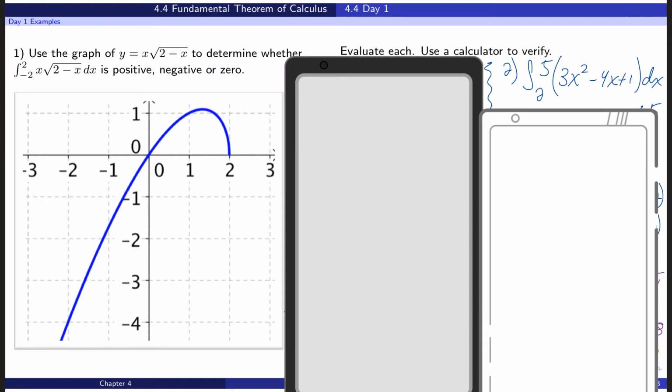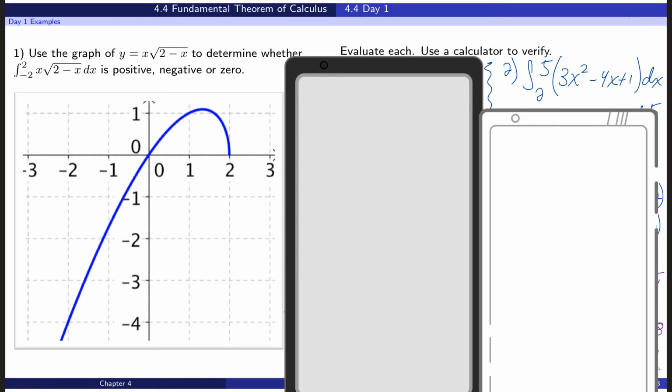All right, this is a little bit of a dirty trick, but there's actually 3 examples on this page and not just 2. First one says use the graph to determine whether that area is positive, negative, or 0. So if I'm going to go from -2 to 2 on this plot, and if I find the antiderivative of that, I want to know whether or not the final quantity is positive, negative, or 0.